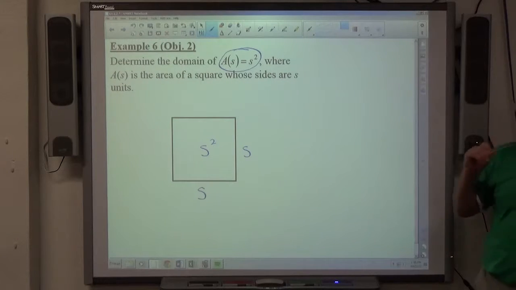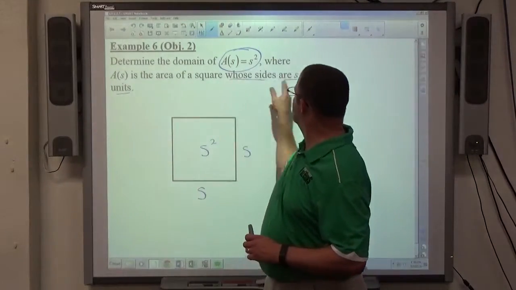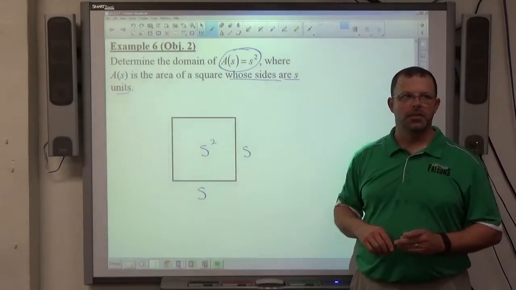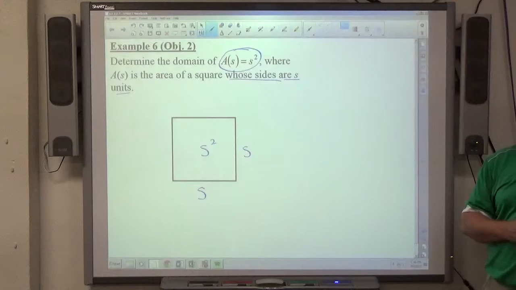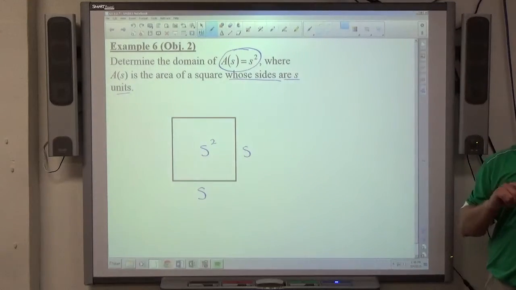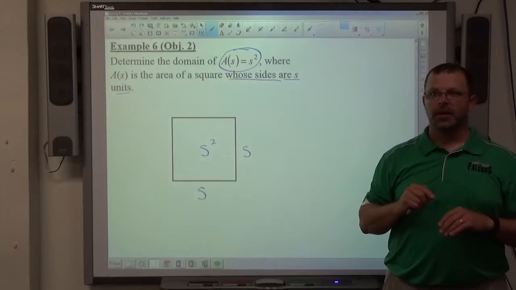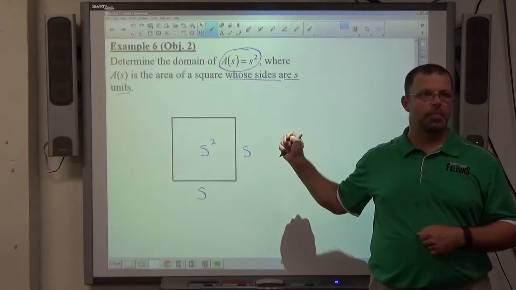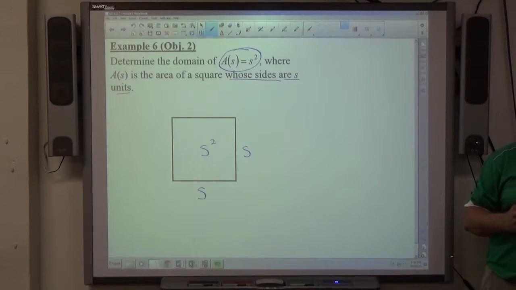But S represents the length of the side of this square, right? The square has to exist. Okay, what's the smallest value S could possibly take on? Or if we even go into decimals, 0.000001, right? Just a really tiny square, but in order to be a square, S has to be bigger than 0, right? So that's a physical characteristic that creates a domain, all right?